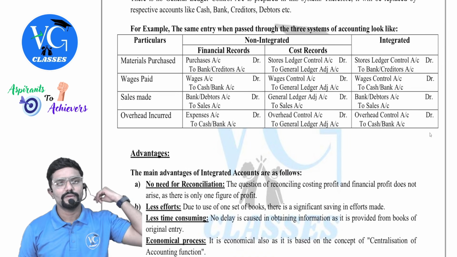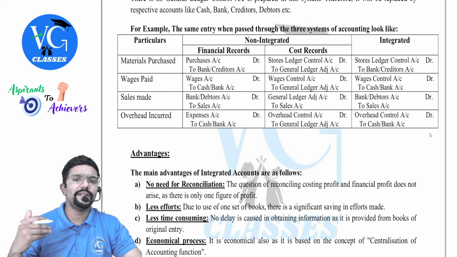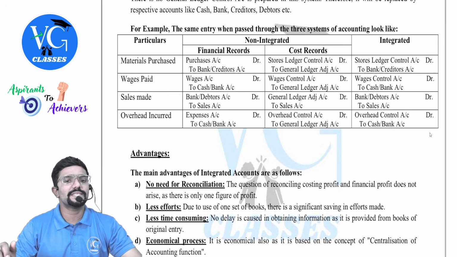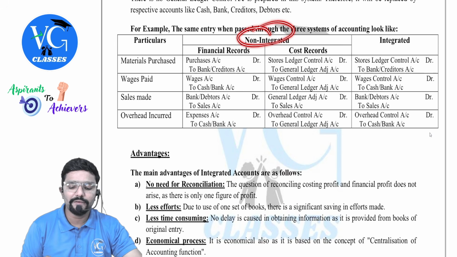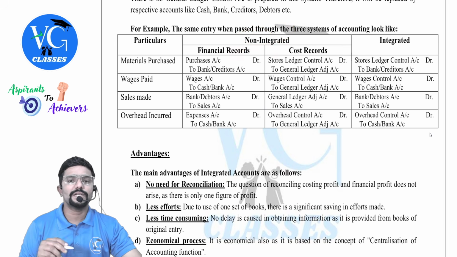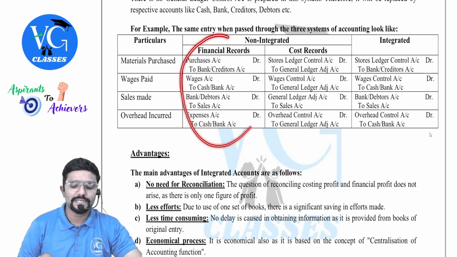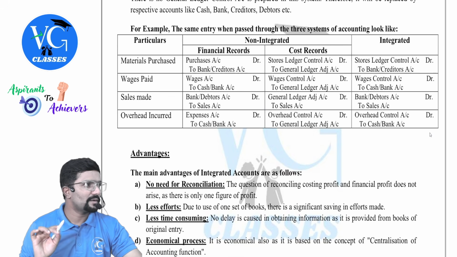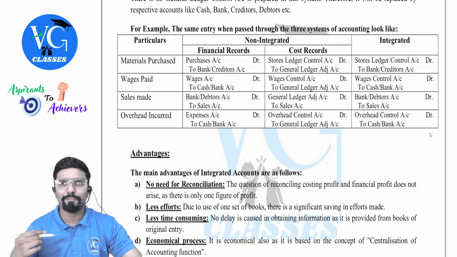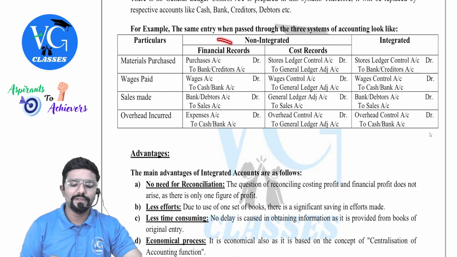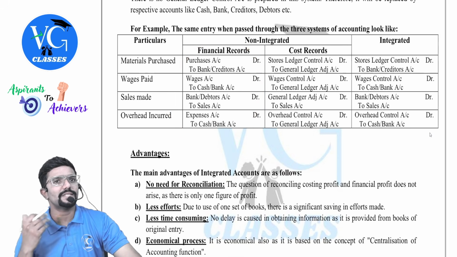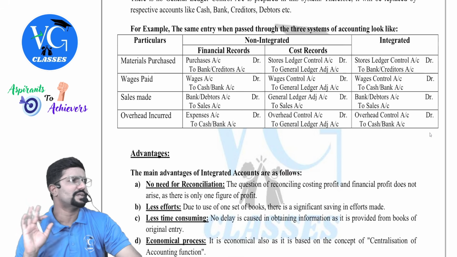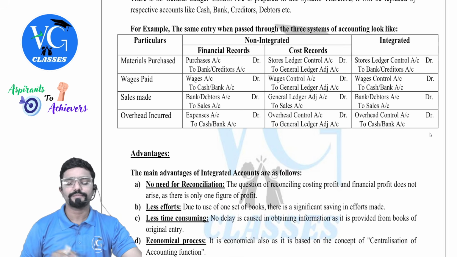Guys, I have just given some examples here. Let us go through them. The same entry is passed through three separate systems. Under non-integrated we have two separate books: financial records and cost records. Here I have just given it for your reference. This is not a part of your costing, so that it will be helpful for comparison. But sir, will they ask any journal entries to be passed under the financial records in non-integrated? No. That is not a part of your syllabus.